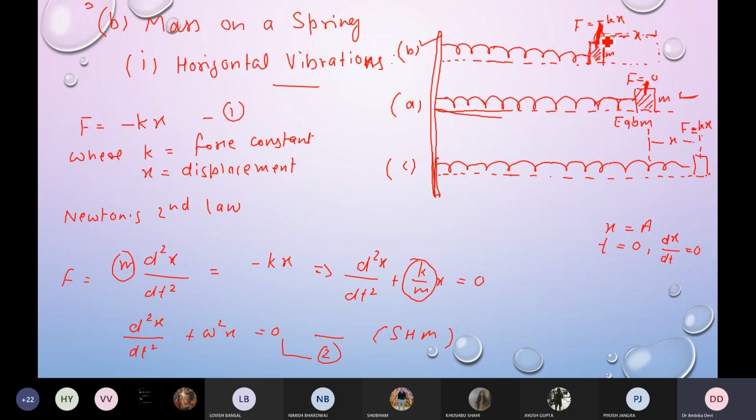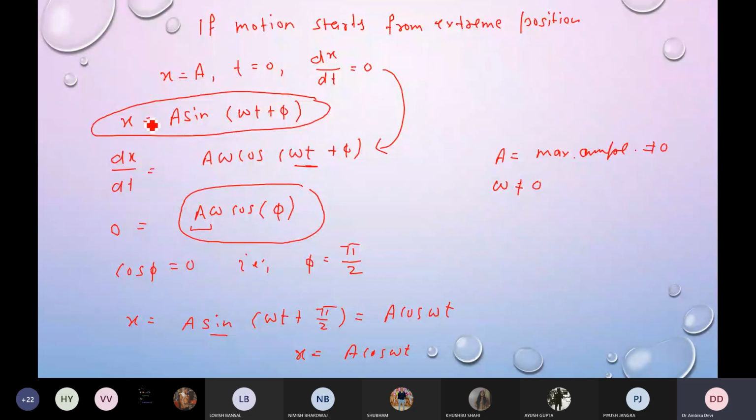But in case the motion starts from the extreme position, some of the parameters will change, because at this extreme position x has the value a, the maximum amplitude. Because we are starting the motion from this point, t is equal to 0, and because the velocity is equal to 0, dx by dt is also equal to 0. So these parameters we need to substitute in the solution of simple harmonic motion, which is x equal to a sin(omega t plus phi), right? And when you differentiate this, you get this, and this is the solution.